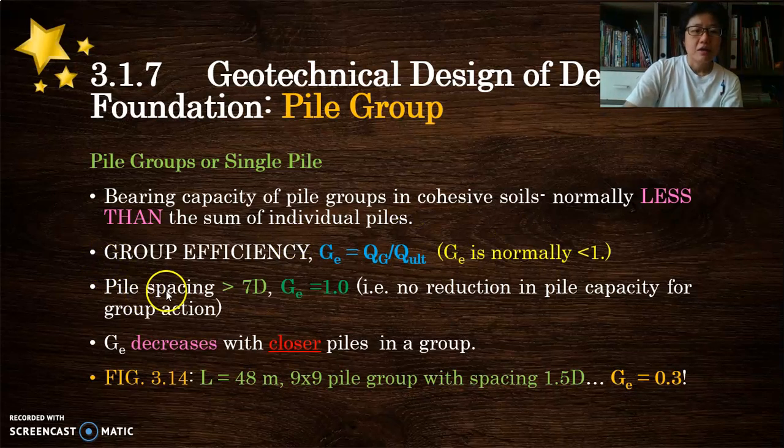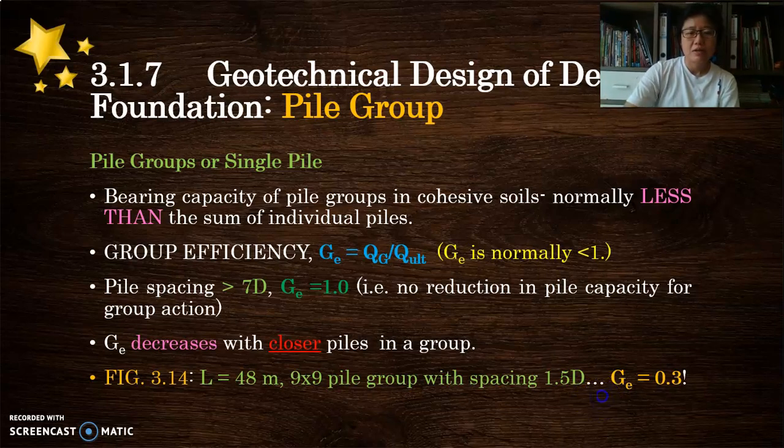So in fact, when your pile spacing is more than 7D, you can get it to 1. But more than 7D, D is the diameter of the pile. That is a very, very big spacing. You might as well go on and use a single pile. So in such a situation, it is not quite feasible. Essentially, your efficiency will decrease as the piles get closer in the group. So we shall see. In fact, just bear in mind this: at 1.5D, your efficiency is only 0.3.